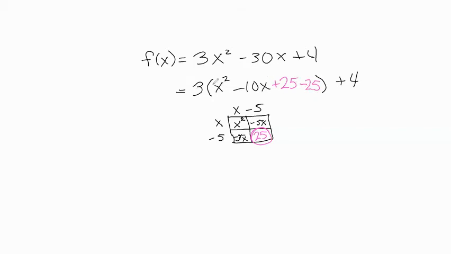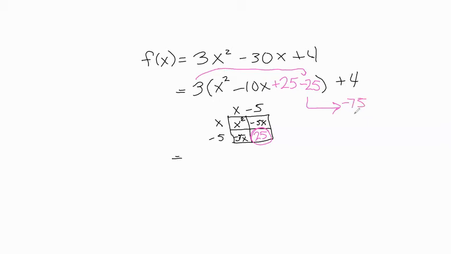So I have 3 times x squared is equal to 3x squared, and 3 times -10x is equal to -30x. And then this right here, 25 minus 25, is really adding 0, and then plus 4. So I'm still back to the original that I started with. Then from there, I don't really want that -25, so I'm going to kick it out. In order to get it out of the parentheses, I need to multiply it by this 3 on the outside. So 3 times -25 happens to be -75. So I'm just kicking that number out to the side.